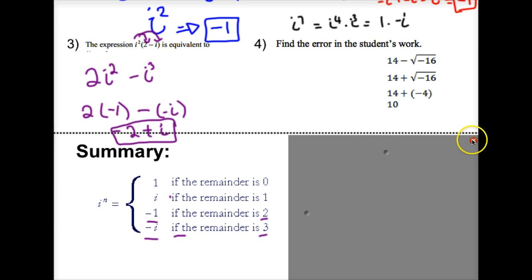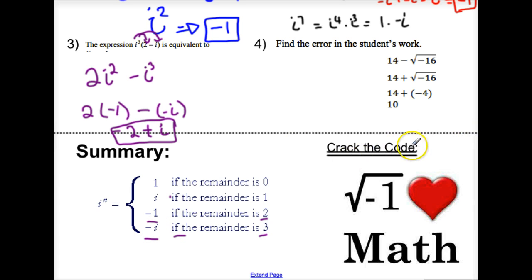And the last thing I want you to do is, can you crack this code? Square root of negative 1, heart math. What's the square root of negative 1? It means I. So square root of negative 1 is the same thing as saying this is I. So the code should read, I love math.